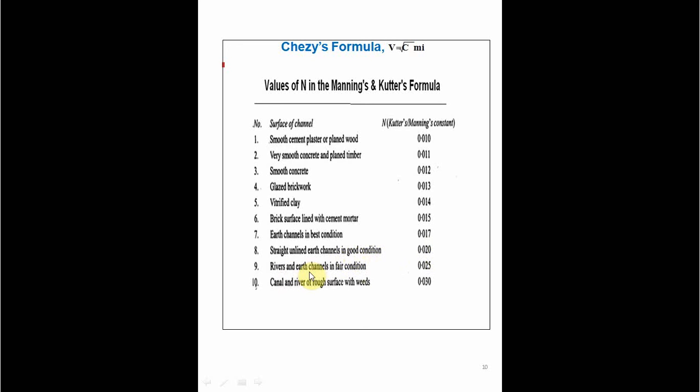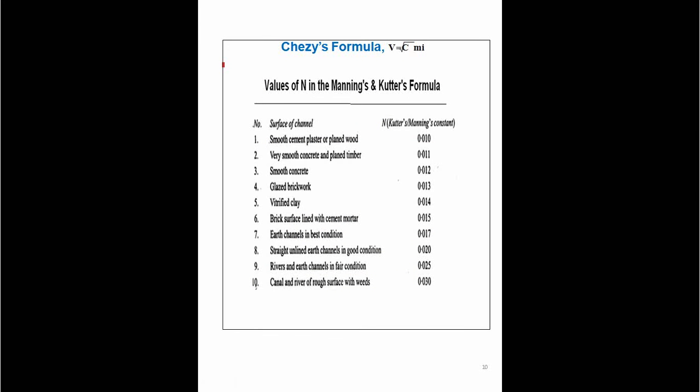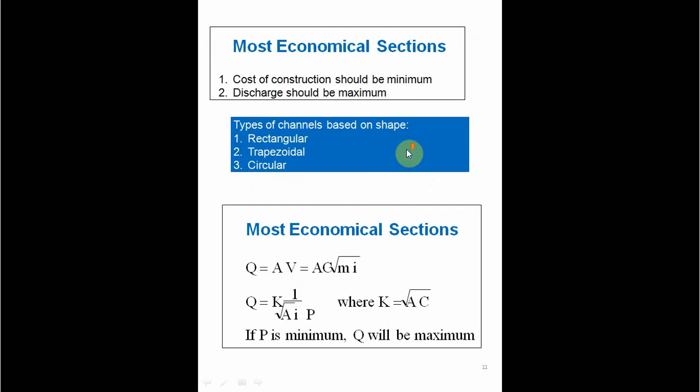Rivers and earth channels in fair condition 0.025. Canal and river with rough surface with weeds, that is 0.030. So these are the values of n that can be assumed for the Manning's and Kutter's formula. From this table, depending on the roughness of the channel, we can assume the n values.